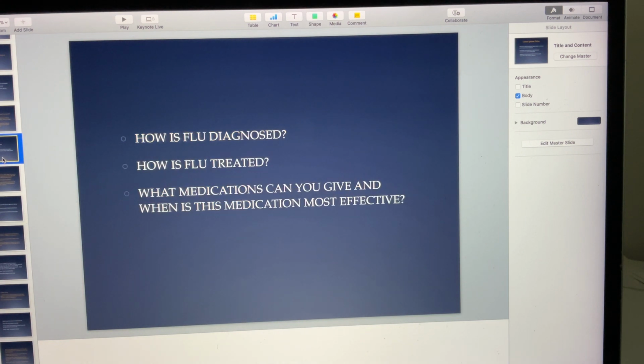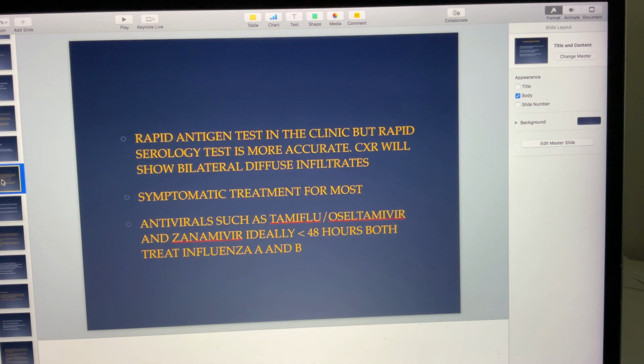Next question, how do you diagnose someone with flu? And how do you treat it? What medications can you give? And when is this medication most effective? So you want to do your rapid antigen test. That's usually done in the clinic. But rapid serology test is more accurate. And usually when you obtain a chest x-ray, you will see bilateral diffuse infiltrates.